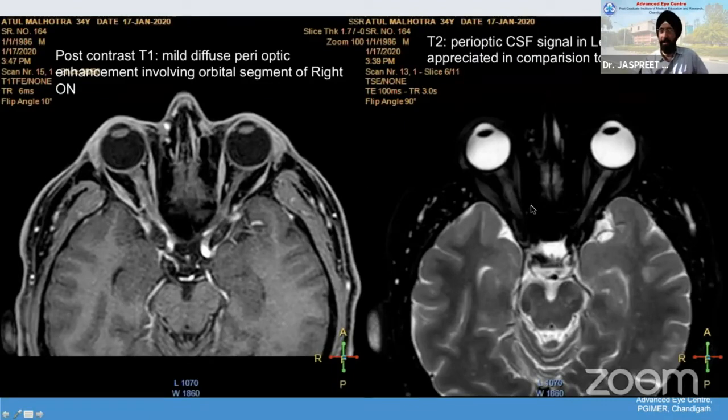And yes, here again, you can see that there's a perioptic CSF signal more here as compared to the other eye. So you have clinical symptoms which are atypical. You have an OCT finding, which you can say is showing subclinical attacks in the left eye, and an MRI brain which is typical for MS, but the MRI orbit is not really corroborating this.